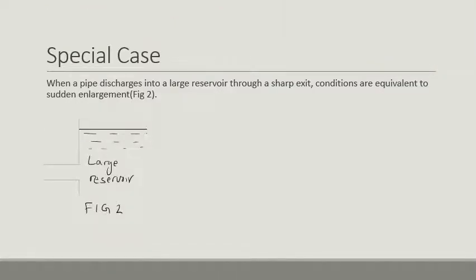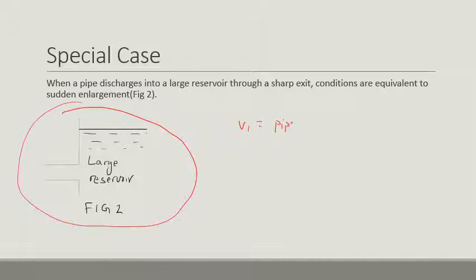Before we finish this section of sudden expansion, there is a special case. When a pipe discharges into a large reservoir, such as the one shown in figure 2, through a sharp exit, the conditions are equivalent to sudden enlargement, but in this case V1 is equal to the pipe velocity, which is V, and V2 is equal to the reservoir velocity, which is usually equal to 0.